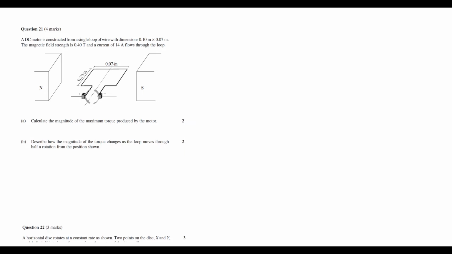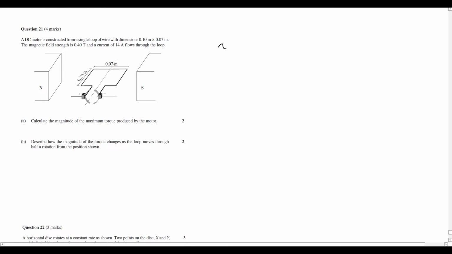So now on to question 21. A DC motor is constructed from a single loop of wire with dimensions 0.1 meter times 0.07 meters. The magnetic field strength is 0.4 Teslas and a current of 14 amps flows through the loop. So part A asks us to calculate the magnitude of the maximum torque produced by the motor.